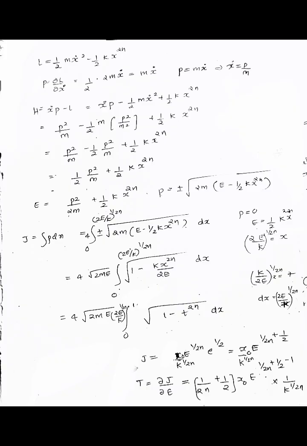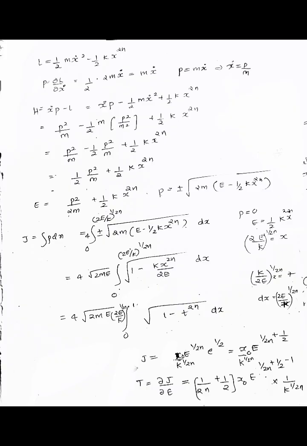Then h is equal to x dot p minus L, that is x dot p minus half m x dot square plus half k x^(2n), that is p square by m minus half m into p square by m square plus half k x^(2n), because we have substituted the value of x dot here. This is equal to p square by m minus half p square by m plus half k x^(2n), that is half p square by m plus half k x^(2n). Then e is equal to p square by 2m plus half k x^(2n), then p is equal to plus or minus square root of 2m into (e minus half k x^(2n)).